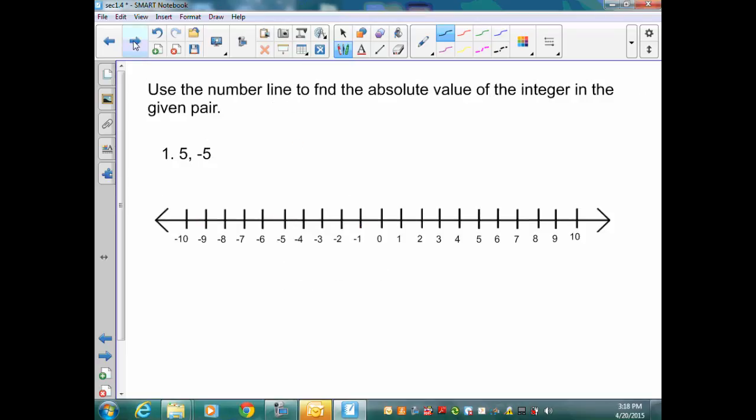The next example, use the number line to find the absolute value of the integer in the given pair. Here I'm given 5 and -5. So I have -5 and I have 5. The absolute value is going to be the distance from 0. And that, of course, is going to be 5 units. The absolute value of 5 and -5, they are both 5, since they're both 5 units from 0.